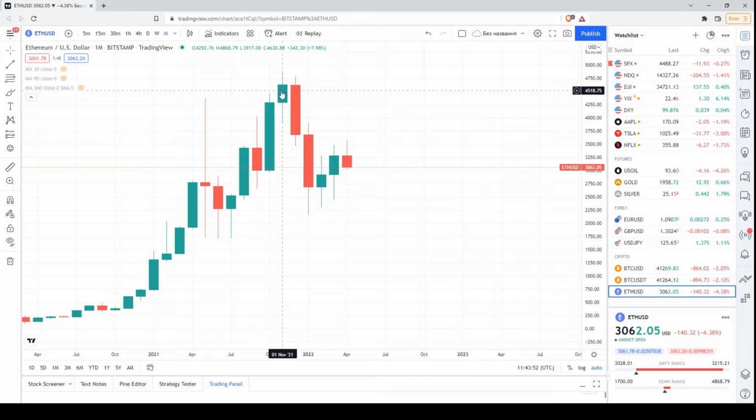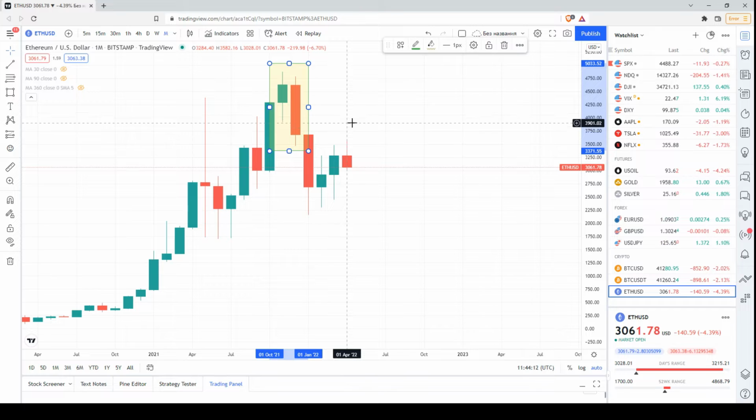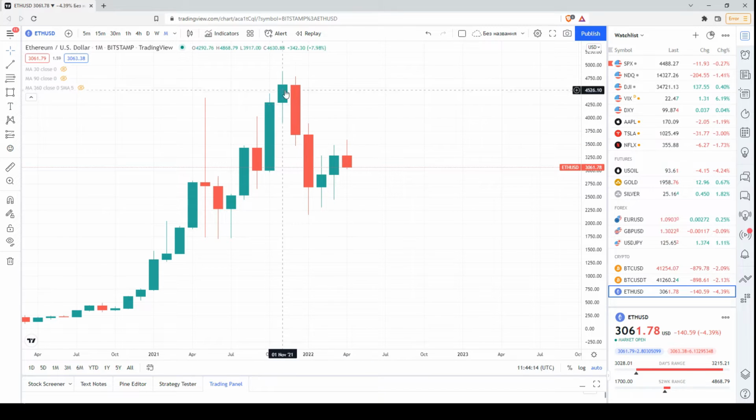Then in the second half of November, a correction started and we had a bearish engulfing in December. So we were able to spot this candlestick formation when the bearish candlestick was engulfing the bullish one. So that was a bearish signal at that moment, and after that a correction took place.